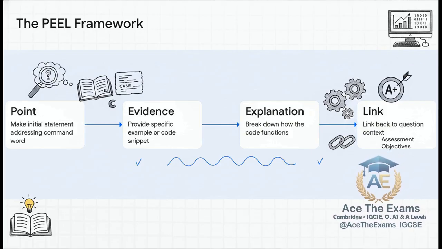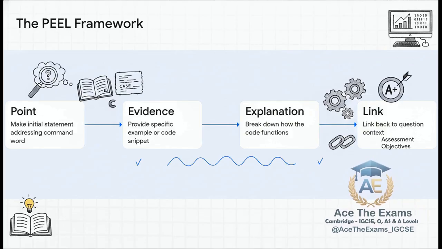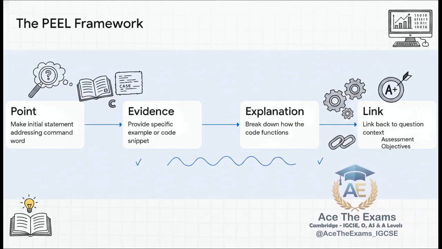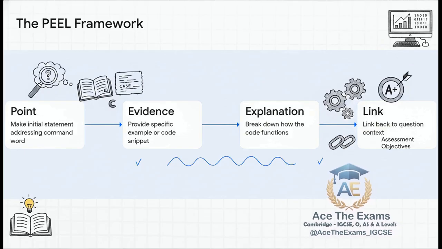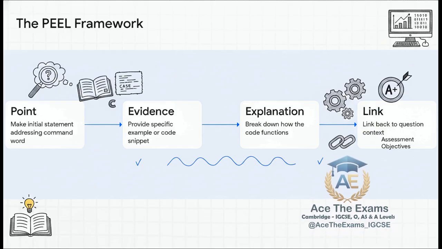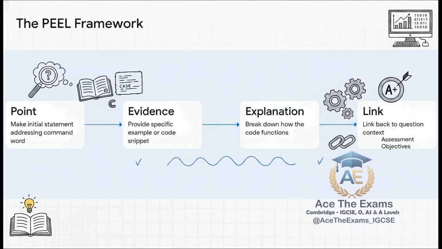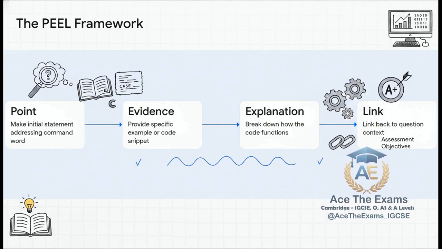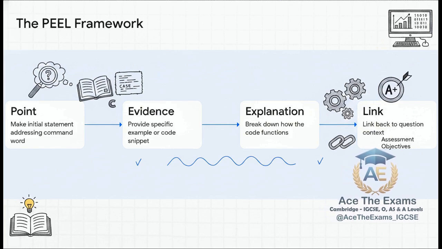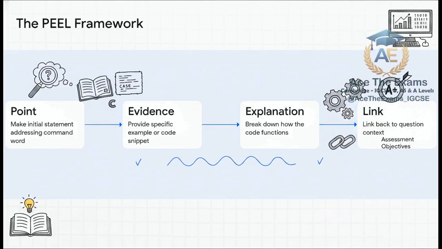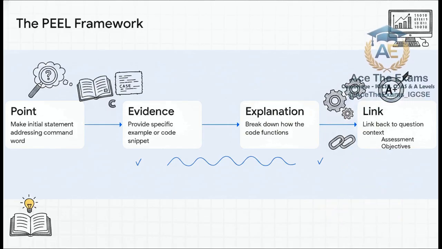Step 3, explanation. You break down exactly how this code functions within the larger system. You explain the why. And finally, step 4, link. This is the absolute most important part, guys. You link your explanation directly back to the context of the question. When you successfully align this PEEL framework with Cambridge's specific assessment objectives, you instantly start to uncover those hidden clues in the exam question. You stop writing fluffy, generic answers, and you start writing precisely what the grading rubric demands.